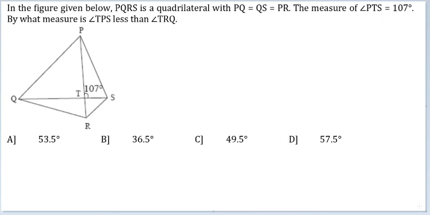Let's look at this question. In the figure given below, PQRS is a quadrilateral with PQ being equal to QS. So this line is equal to this line, which is equal to PR. So this line is also equal to this line. The measure of PTS is equal to 107. By what measure is the angle TPS, this angle, less than TRQ, this angle?